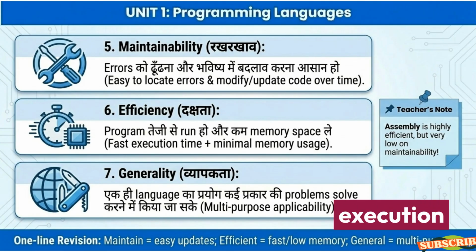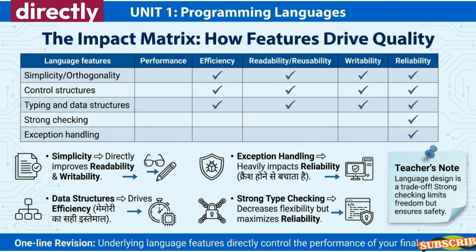Efficiency relates to fast execution time and minimal memory usage. Generality is the language's multi-purpose applicability to solve various types of problems. Language features directly control the quality of the software. For example, simplicity improves readability and writability. Strong checking limits flexibility but maximizes reliability, which is critical for robust software.